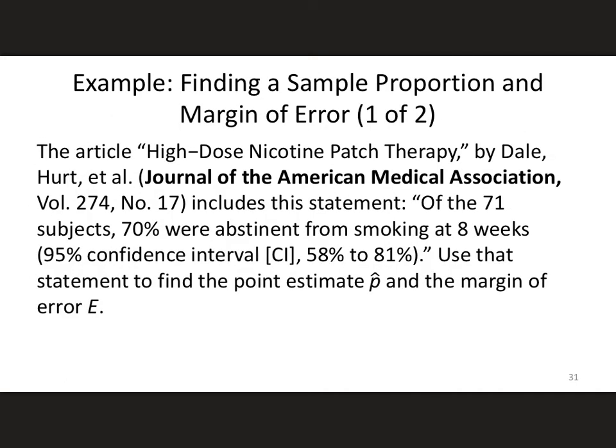Here, let's look at an example of finding a sample proportion and margin of error. We have the article "High Dose Nicotine Patch Therapy" by Dale Hurt, from the Journal of the American Medical Association. It includes the statement: of the 71 subjects, 70% were abstinent from smoking at least 8 weeks, 95% confidence interval of 58% to 81%. Use that statement to find the point estimate P hat and the margin of error E.